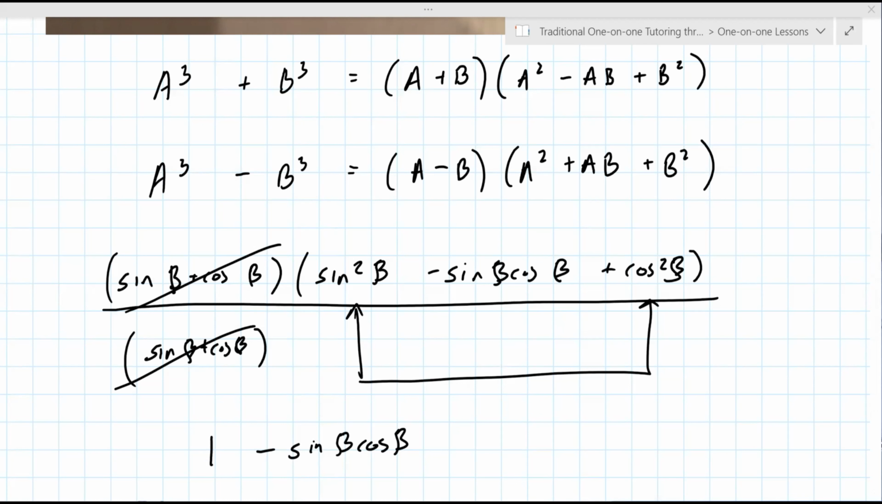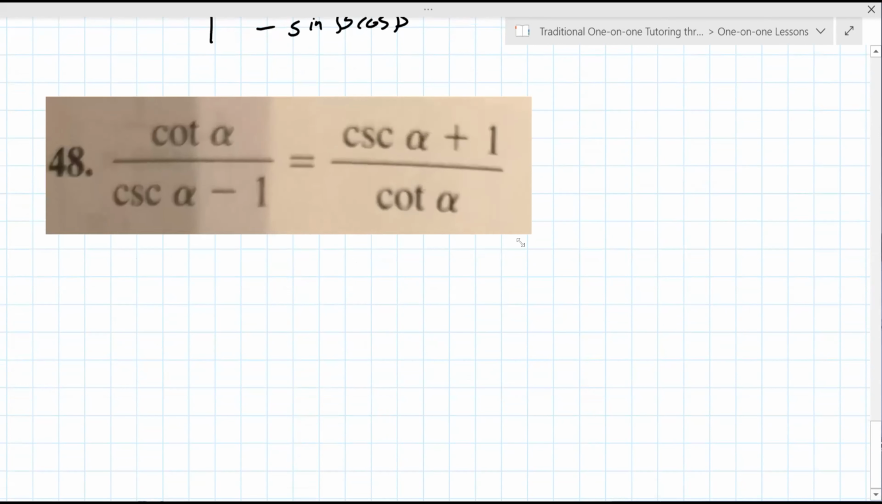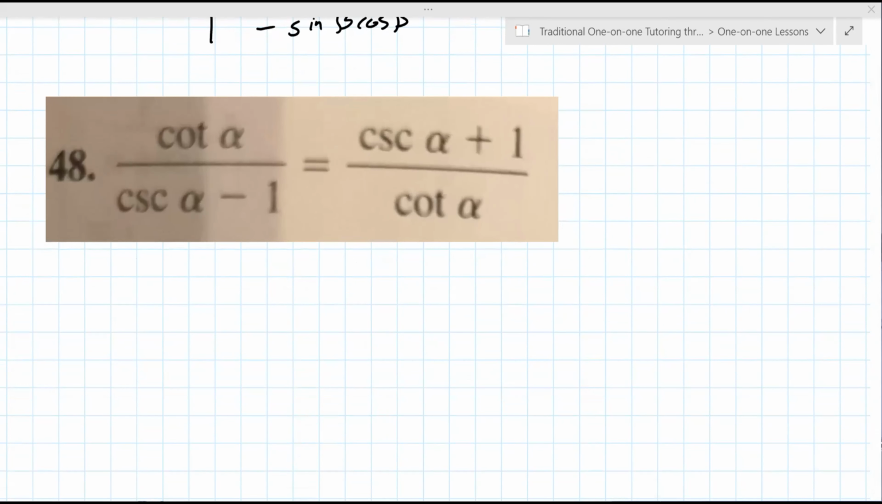Can I go back and do 48? Would that be worthwhile for you guys to see? Yeah. Okay. Niko, while I'm working on this for you guys, maybe send over a couple more from WebAssign. Maybe it'll spawn some other conversation.